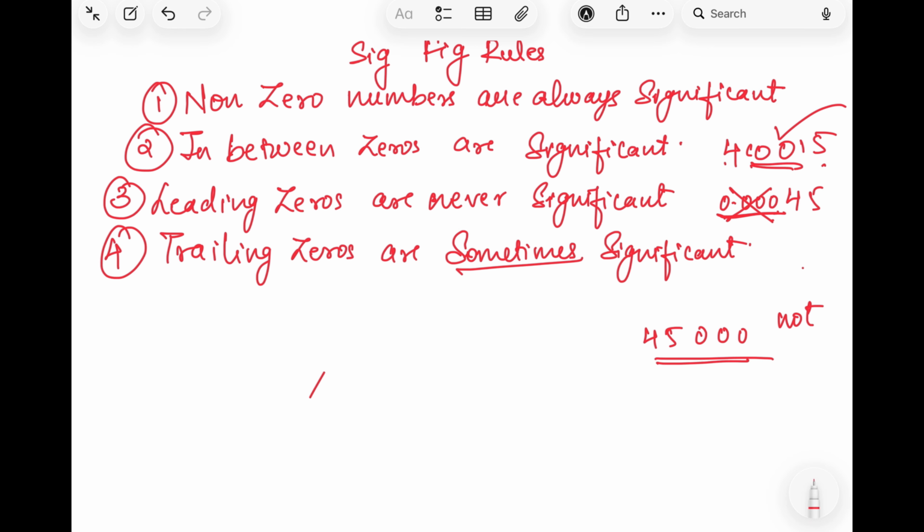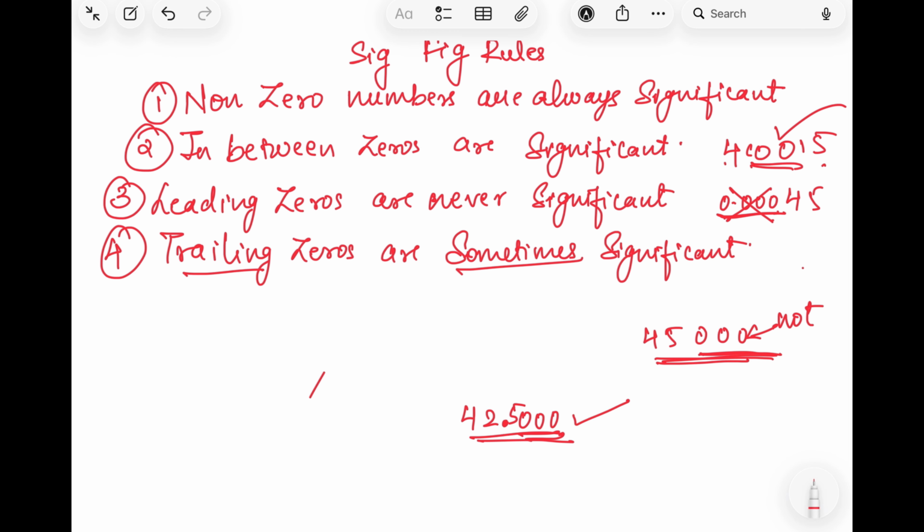Suppose we take a number here, 45,000. There are 3 zeros here. These are not significant because they are trailing zeros. Now if I take a number like 42.000, these are significant. Suppose it is 42.5000. These are significant. Why? Because they are after the decimal point. So we understood that trailing zeros, if there is no decimal point, are not significant. But if there is a decimal point in the number, then these trailing zeros also become significant.